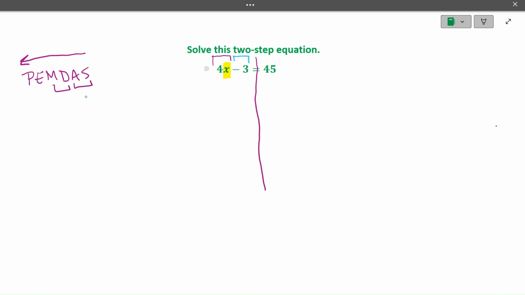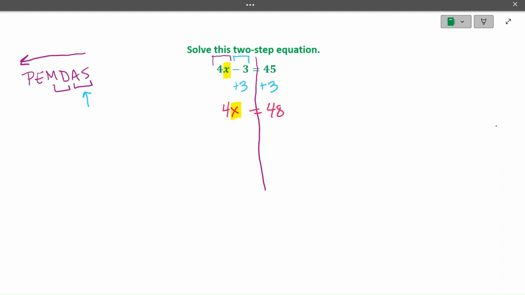And lucky for us, it's being added or subtracted. So we're going to do the inverse operation of the subtraction, which is the opposite. So we're going to add 3 to both sides. That's our first step. So when we do that, we're left with 4x on this side equals 45 plus 3, which is 48. Okay, we're still trying to get this x by itself.